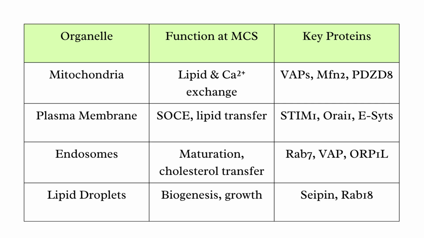Endosomes support their maturation and move cholesterol between membranes, relying on RAB7 or RAS related protein RAB7, VAP proteins or VAMP associated proteins, and ORP1L or oxysterol binding protein related protein 1L to regulate these tasks. Finally, lipid droplets grow and form through the action of seipin and RAB18 or RAS related protein RAB18, which help manage fat storage and energy balance.